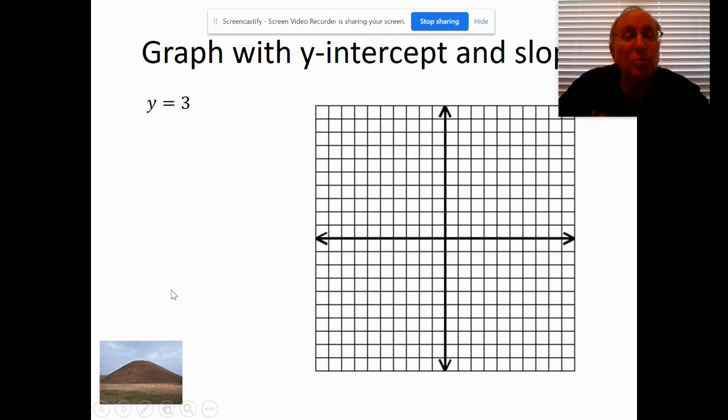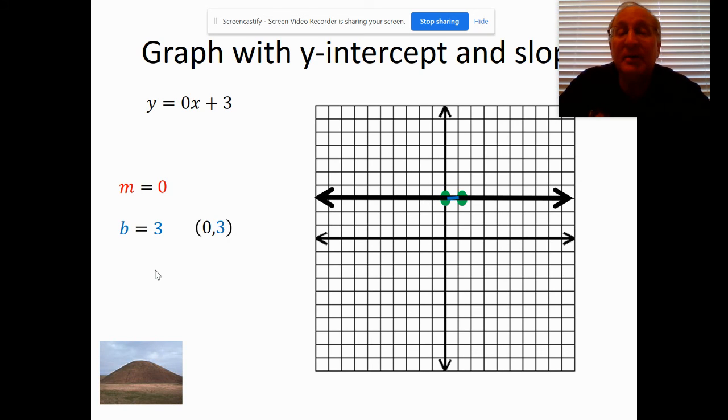So let's try another one. Ooh, this one looks really tricky. There's no x. Well, the slope is 0 because no x means the slope is 0. So my y-intercept is still at 3. I'm going to go up to (0, 3) and put a dot. But because the slope is 0, just have one number, put it over 1. So 0 over 1. I went up none over 1. Hey, it's just a horizontal line. That's what we have right there.